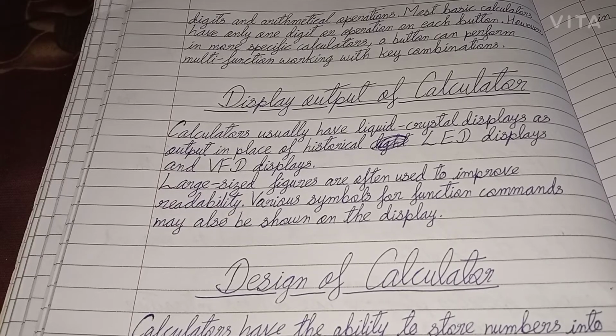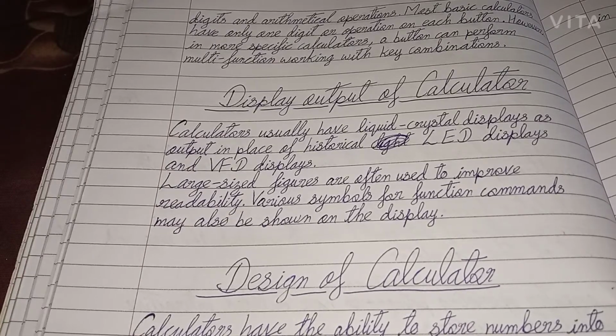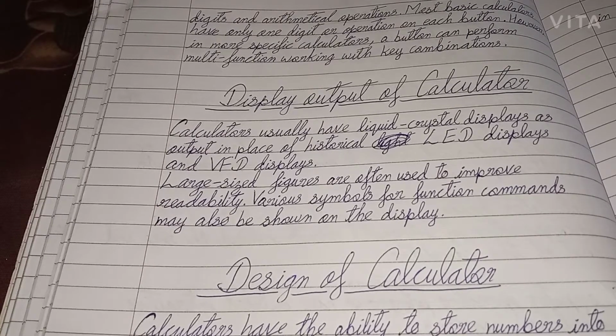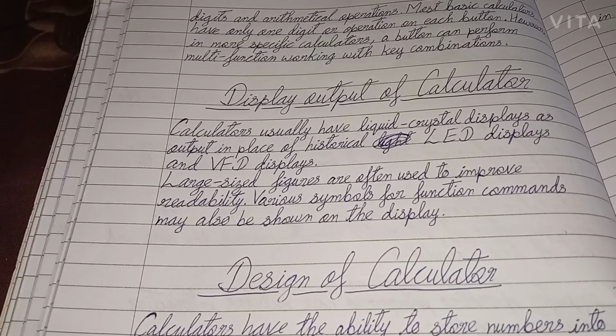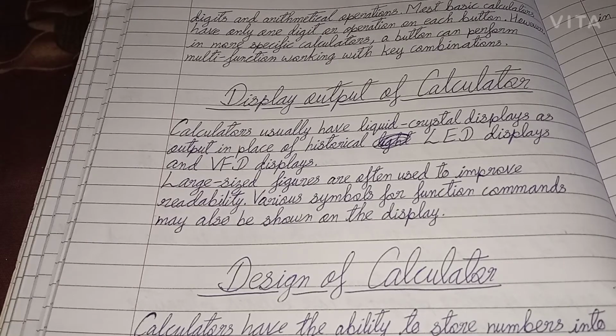Next is the display output of calculator. Calculators usually have liquid crystal displays, that is LCD, as output in place of historical LED displays and VFD displays. Large sized figures are often used to improve readability. Various symbols for function commands may also be shown on the display.